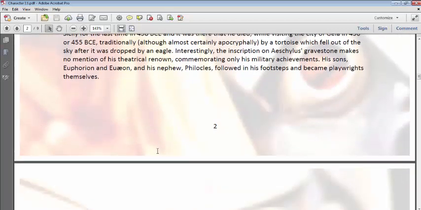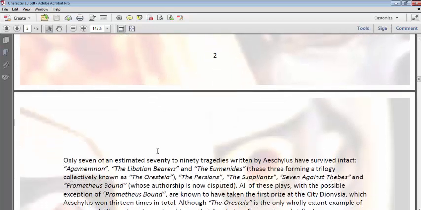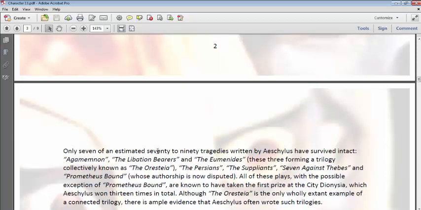That's interesting. Another interesting thing about Aeschylus, only 7 out of his 70 to 90 plays survived. You kind of think to yourself, wow, how could he lose so many plays? But then when you think about the fact that he wrote all these plays in the BC era, it's a miracle that at least 7 of his plays still exist today.